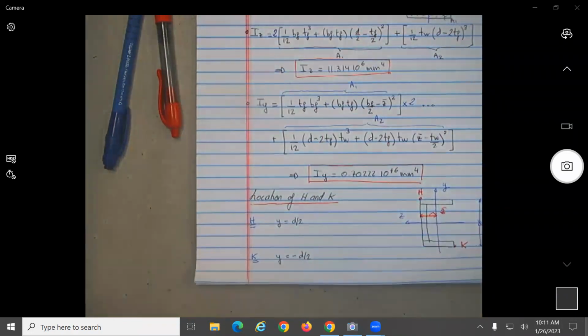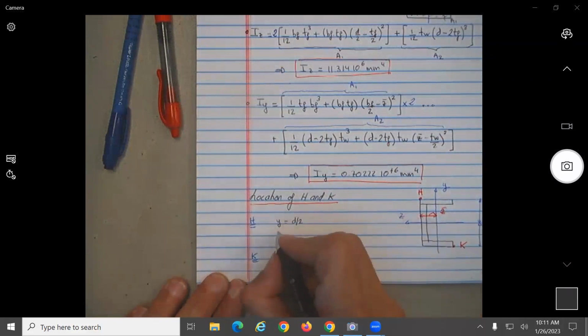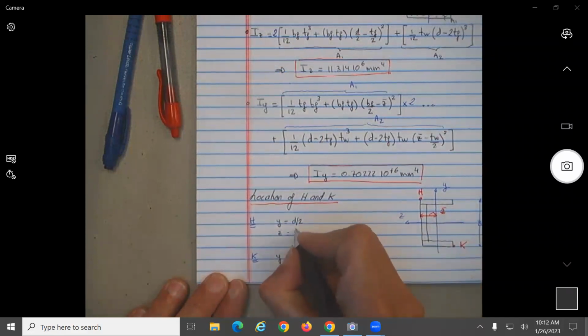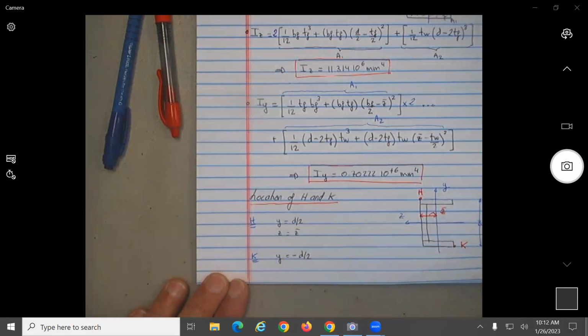Now, what would be the z coordinate for point H? So will it be z bar, which is 14.65? It's going positive in that direction, no? And then what would be the z? So this time, yes, it should be negative. What would be the z for this one over here?